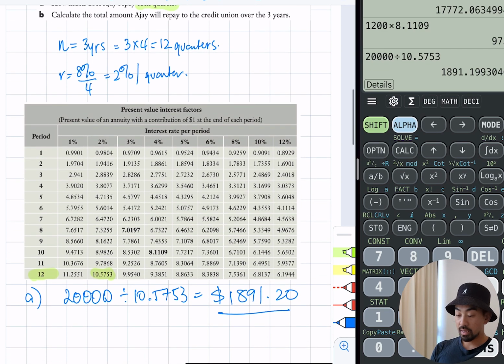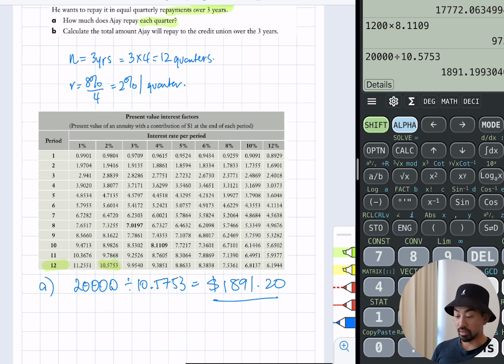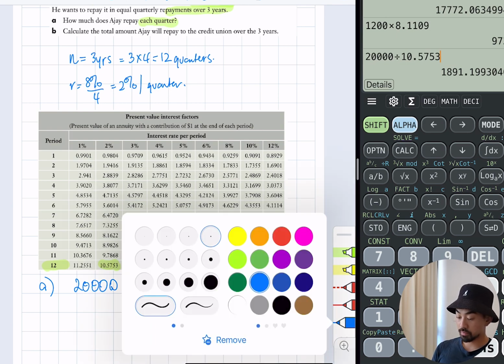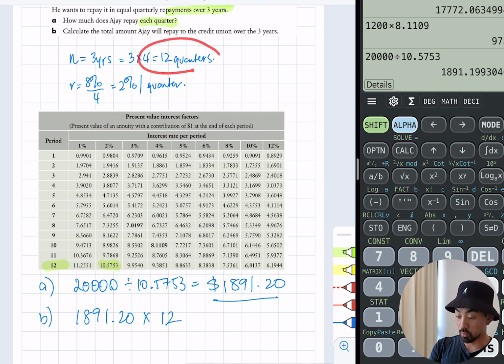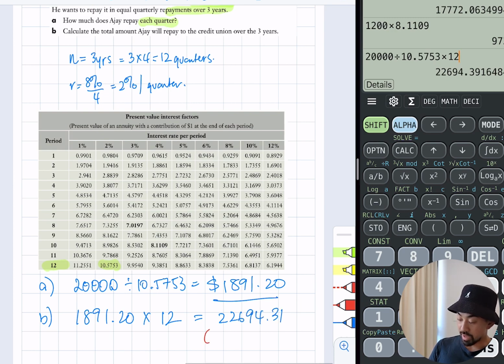All right, question B. Calculate the total amount AJ will repay over 3 years. Okay, so we know that he's paying 1891.20 per quarter. We just worked that out. And he's paying that over 12 quarters, which we worked out up here. So we're going to times that by 12. So timesing that by 12, it's going to be 22694.31. Now that's the total repaid.